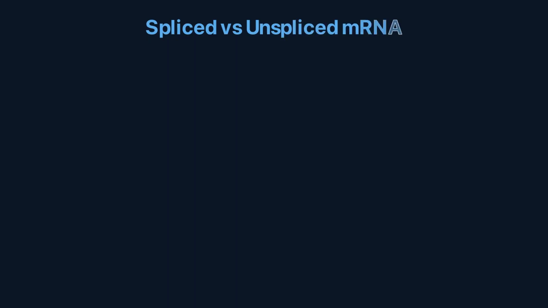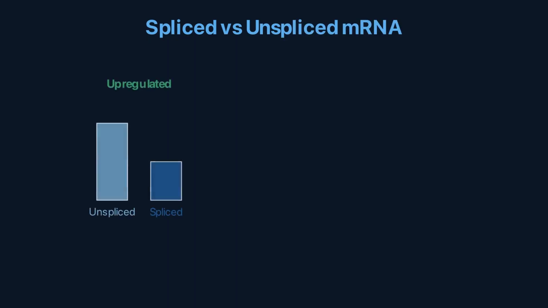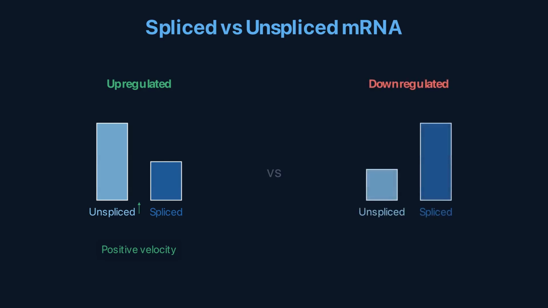Unspliced mRNA, pre-mRNA with introns still attached, accumulates before being processed into mature spliced mRNA. If a cell has more unspliced mRNA than expected from its spliced level, the gene is being upregulated. Transcription is increasing. If it has less unspliced than expected, the gene is being downregulated. Transcription has slowed and existing mRNA is degrading.